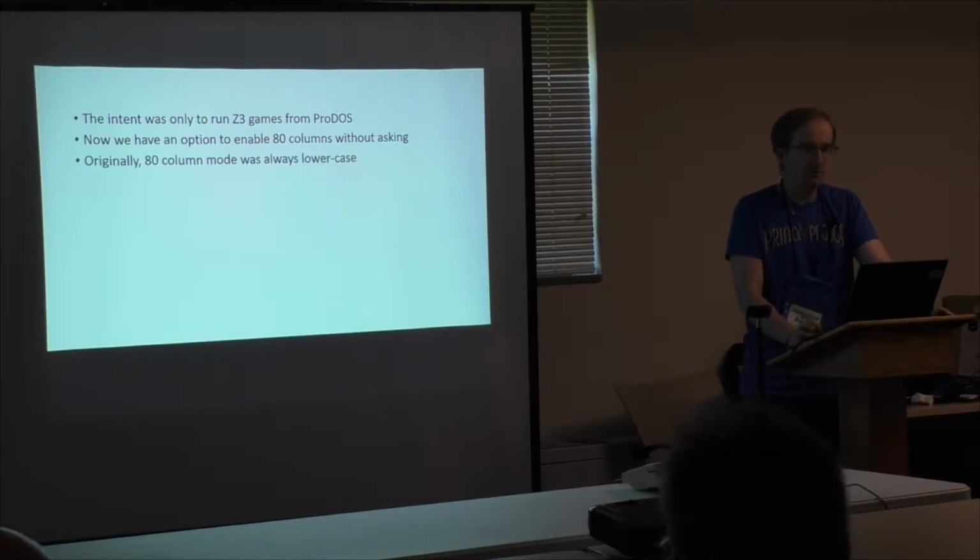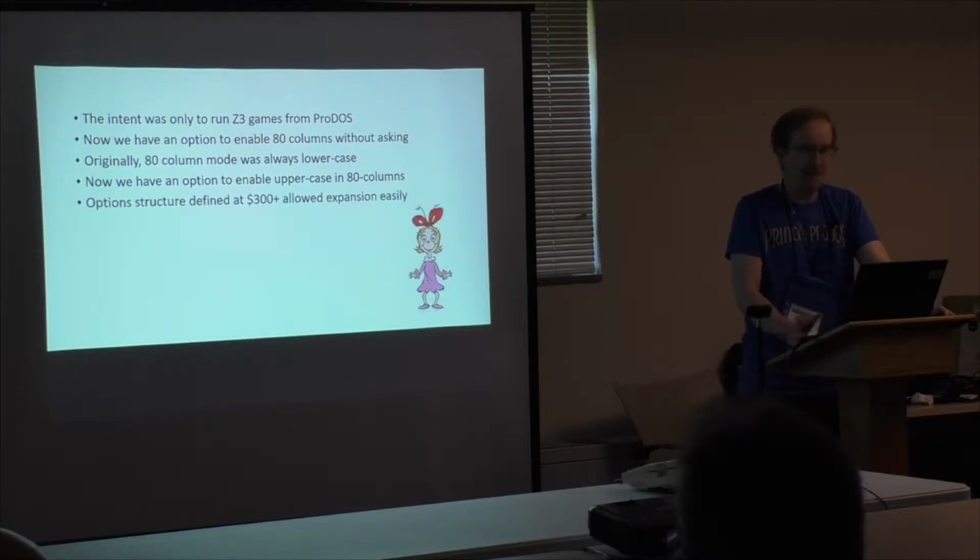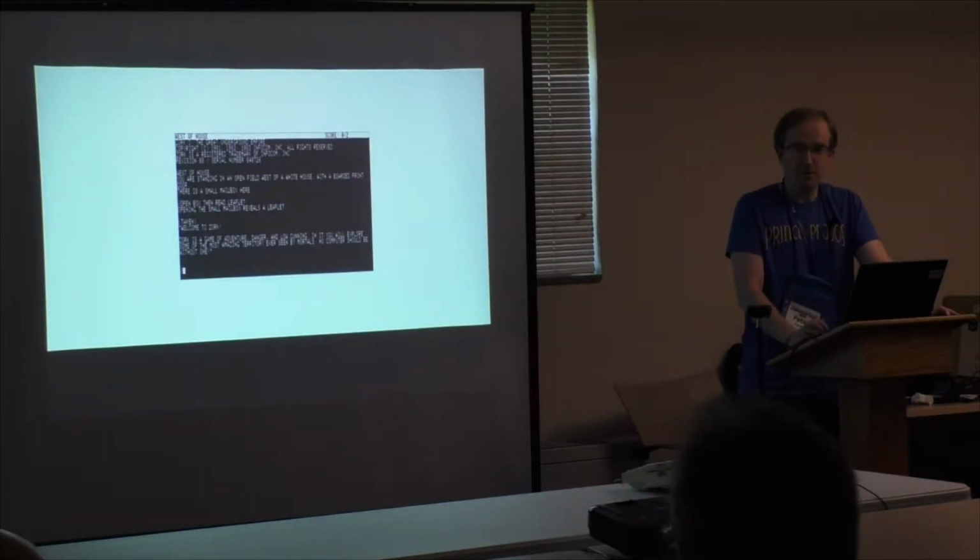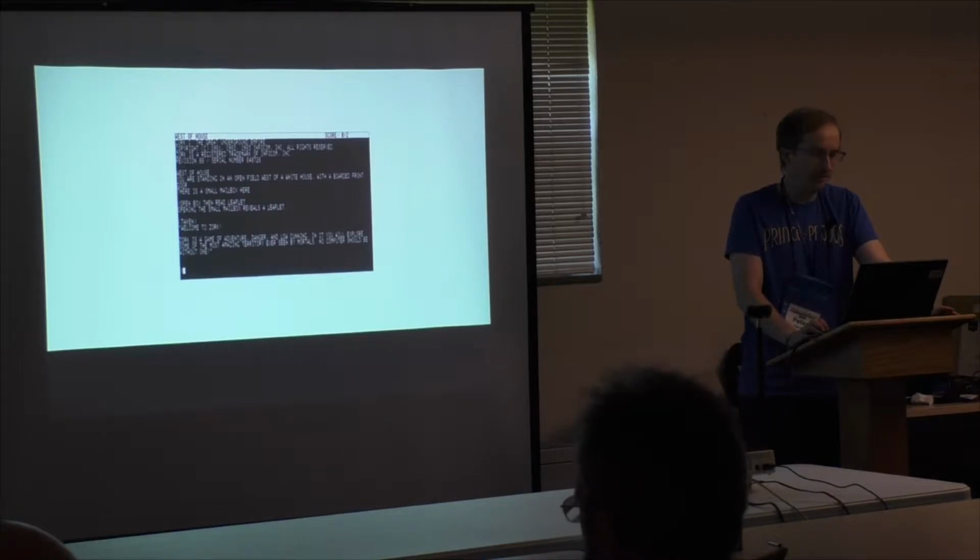And originally, when you run in 80-column mode, it's always lowercase text that's output. So as a gimmick, we added an option to make it always uppercase. And we added a structure at 300 so that we could keep adding more options as we went along without getting in the way of the interpreter. Here's a screenshot of the Z3 version of Zork 1 running in 80-column uppercase mode.